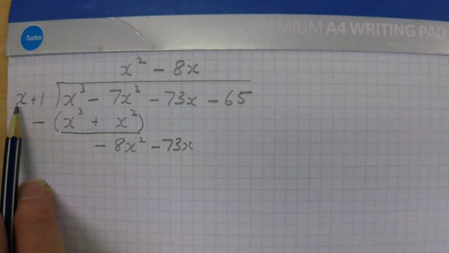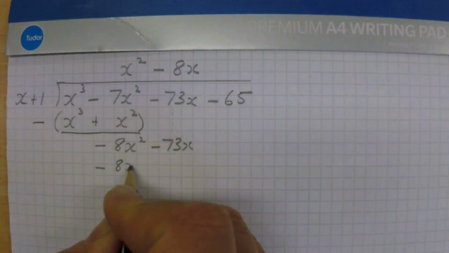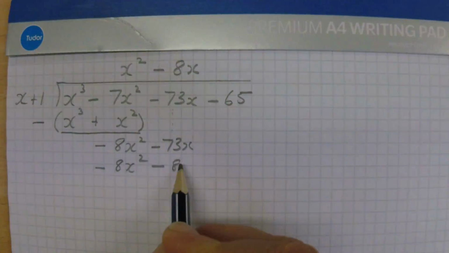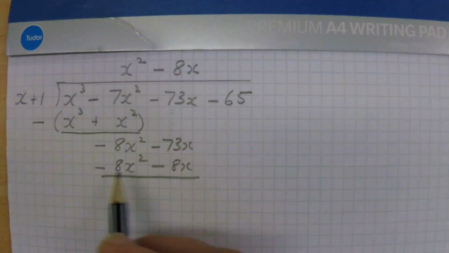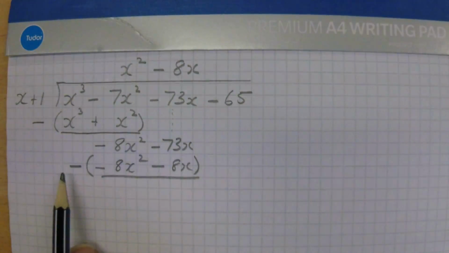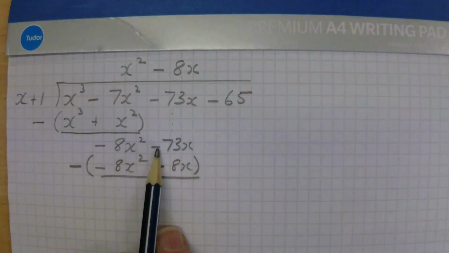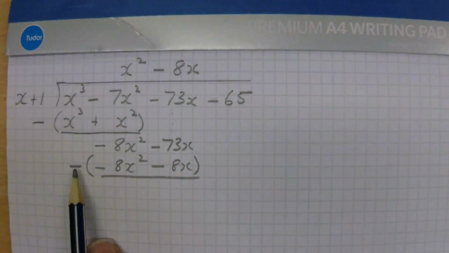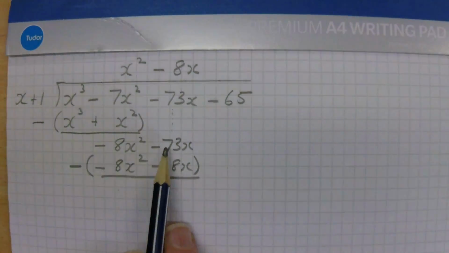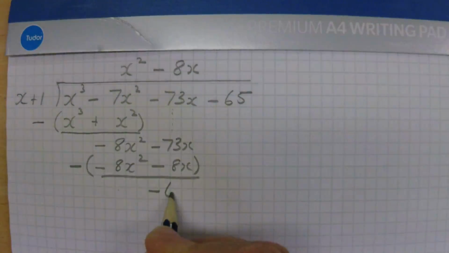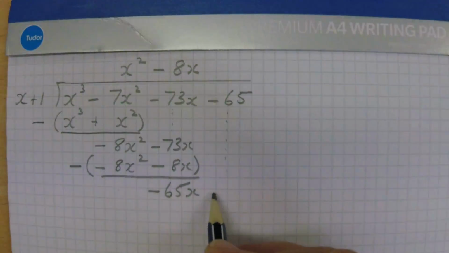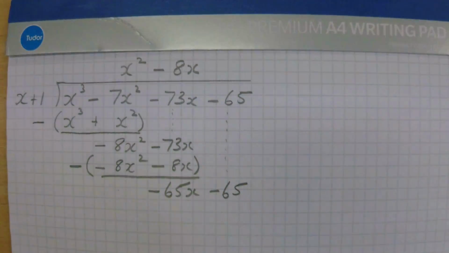Negative 8x times x is negative 8x squared. Negative 8x times 1 is negative 8x. Subtract the entire thing, both terms. Negative 8x squared minus itself leaves nothing. Negative 73x. Be careful here. Subtracting negative 8 is the same as adding 8. So negative 73 plus 8 is negative 65x. Bring down the next term, negative 65.